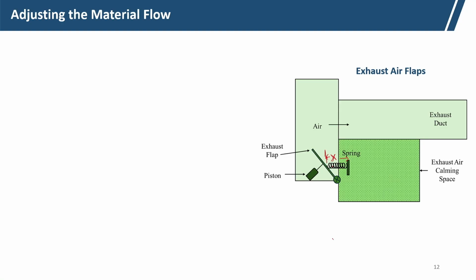Now, how to adjust? You can see this is spring loaded, with the piston. This is the material flow adjustment. As I have shown, the material flows through this system along with the air. Material flow will be reduced if we close it. Now, at the exhaust air coming space, you can change this direct setting to control the material flow.